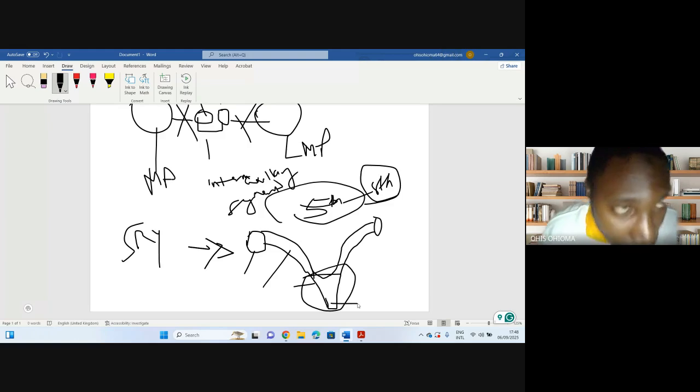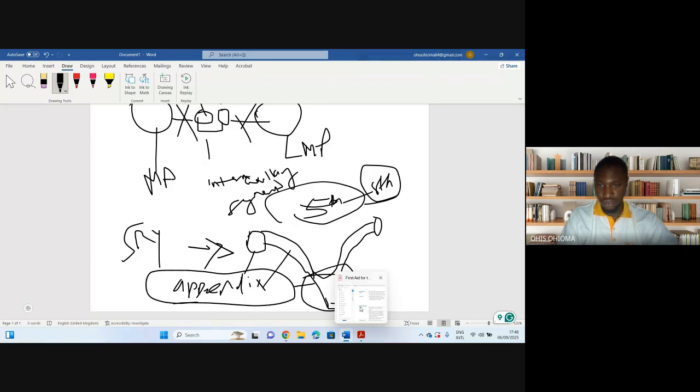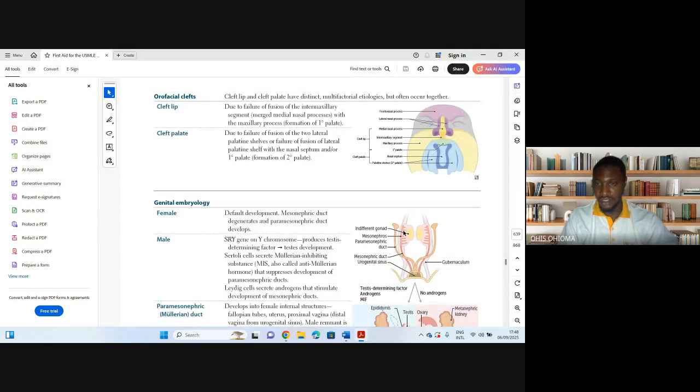So what happens when the Wolffian duct does not form? It becomes what we call the appendix testis. What they usually do, I think in First Aid, the First Aid Q&A, there's a question about this where they drew this structure. They drew this structure, right? And they labeled it as A, B, C, and so on, and then they asked that the baby is a female, which structure degenerates.